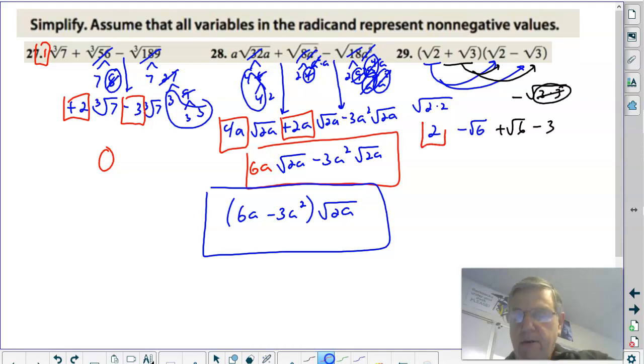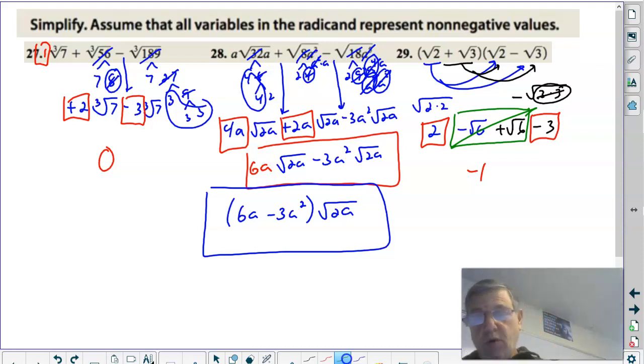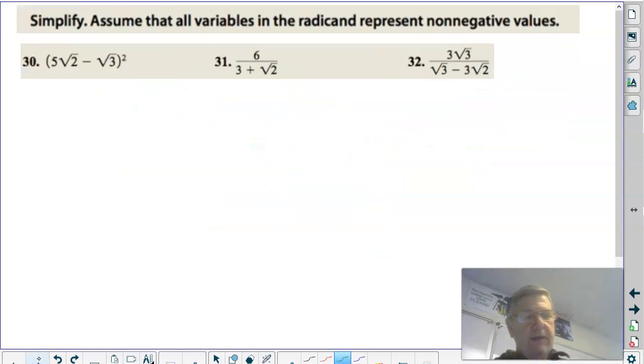Let's add 2 positives and 3 negatives, leaves you a negative 1. And what do you get when you add these two up? You get 0. The answer to 29 is negative 1. Again, should there be work? Yeah, there's work. That's the work to it. All right, number 30.